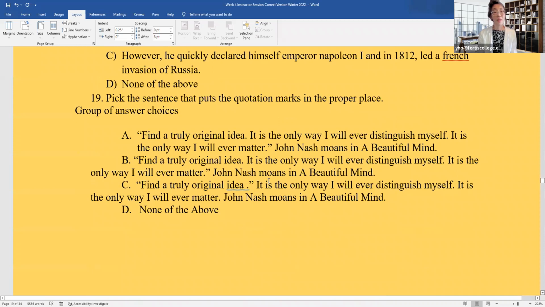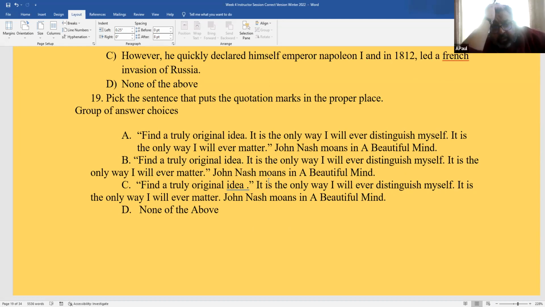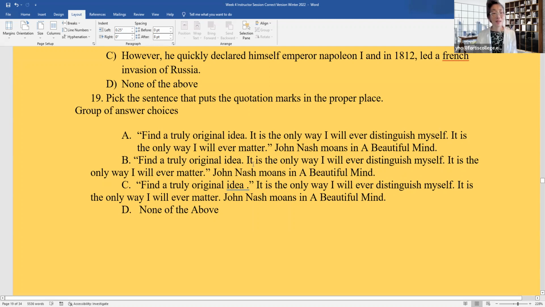Okay. Pick the sentence that puts the quotation marks in the proper place. Which is correct? That's easy. If you look at the... I'm not going to tell you. In this question again, the question asks for the quotation marks, but A Beautiful Mind is not italicized. So, go figure. It becomes none of the above because here you have A Beautiful Mind.